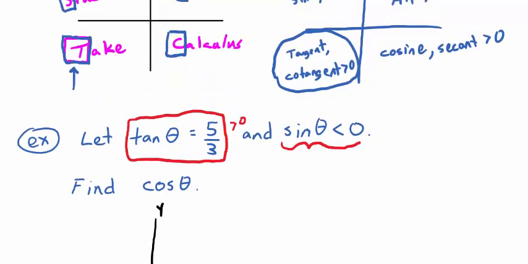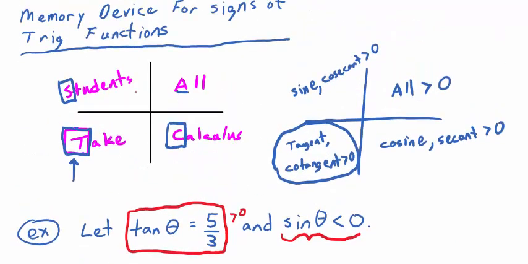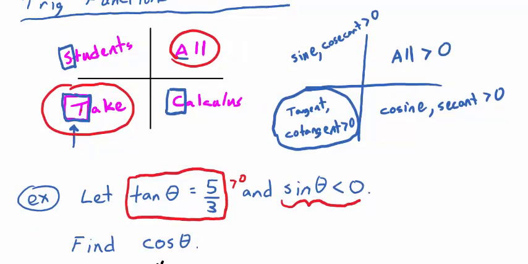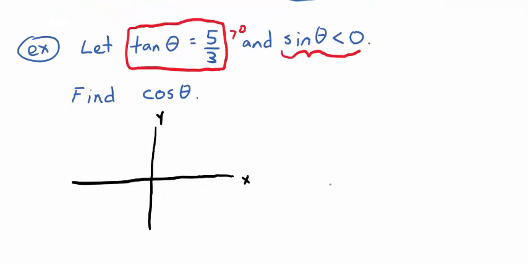Quadrant 3. If you go back and look at our memory device, All Students Take Calculus, we can't be in the first quadrant because even though tangent's positive, the sine is negative. No way can we be in the first quadrant. Does everybody see that? The only other option where the tangent's positive is the third quadrant. So that's one way this memory device comes in useful. You can immediately determine which quadrant you're in. We must be in quadrant 3, Q3.